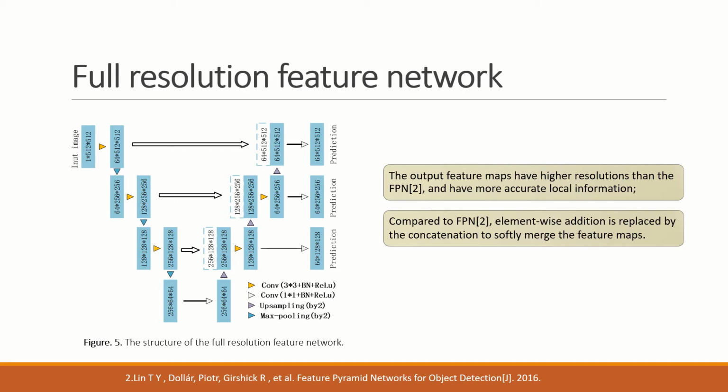networks, a classical encoder-decoder architecture. The encoder extracts the global information, and the skip connections with the decoder keep the local information. The highest resolution of the output feature maps is the same as the original image.